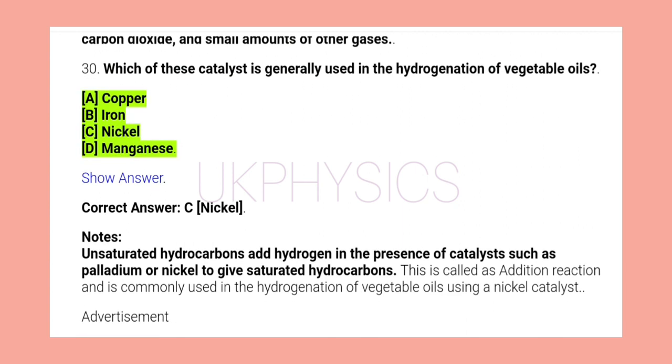A. Copper, B. Iron, C. Nickel, D. Manganese. Show answer. Correct answer, C. Nickel. Notes: Unsaturated hydrocarbons add hydrogen in the presence of catalysts such as palladium or nickel to give saturated hydrocarbons. This is called an addition reaction and is commonly used in the hydrogenation of vegetable oils using a nickel catalyst.